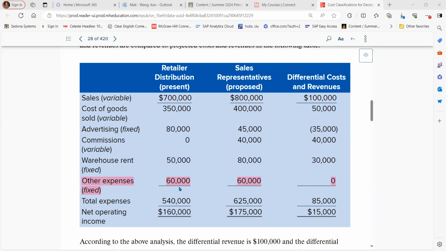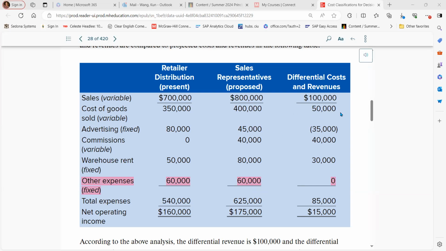Then I highlighted one item, other expenses. You can think about other supporting operational expenses, maybe admin or other expenses. And this item is identical between the two options. So zero difference. Even though we listed it here, there's no differential impact on the profit. So this is an irrelevant item. Even though I put it in this table, once you become experienced, when I see there is no difference for this item, I can ignore it in my analysis. So I can focus on the differential items only.